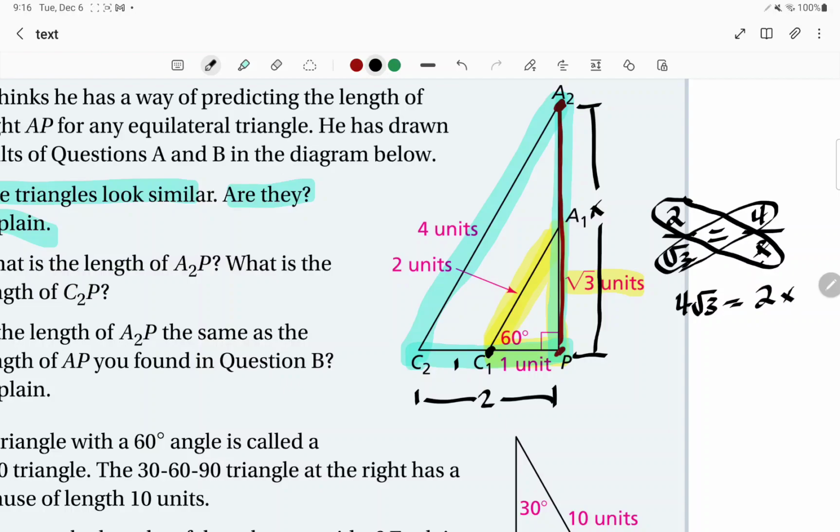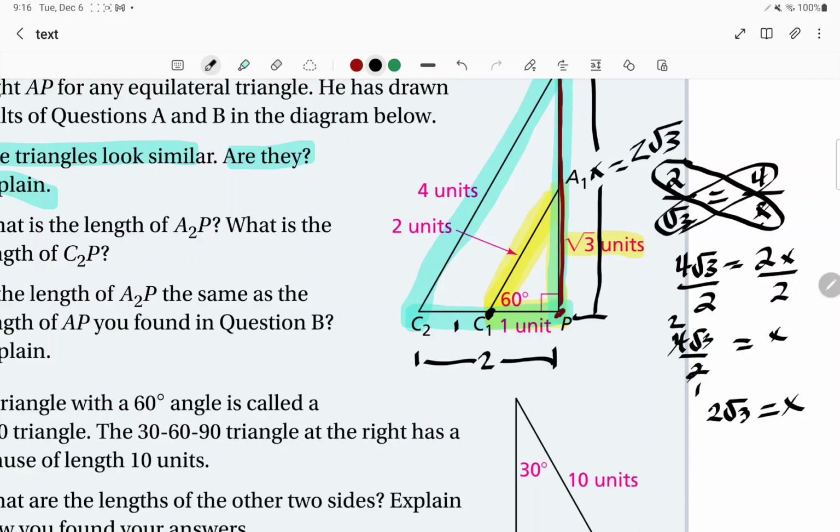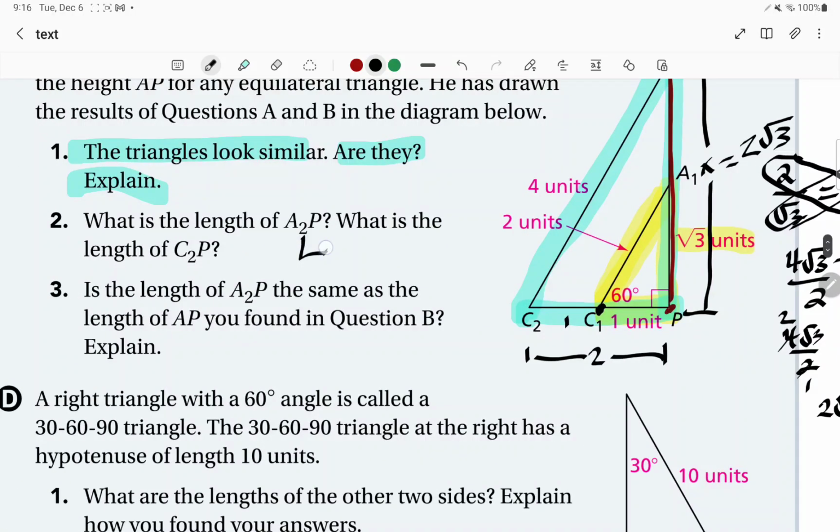Now to solve for x, we have to divide out that 2. When you do that, you get 4 radical 3 over 2. Those will simplify, and so you'd have 2 radical 3, and that is our length. So this length is 2 radical 3. So A sub 2 to P is 2 radical 3, and C sub 2 to P, we said that was 2.